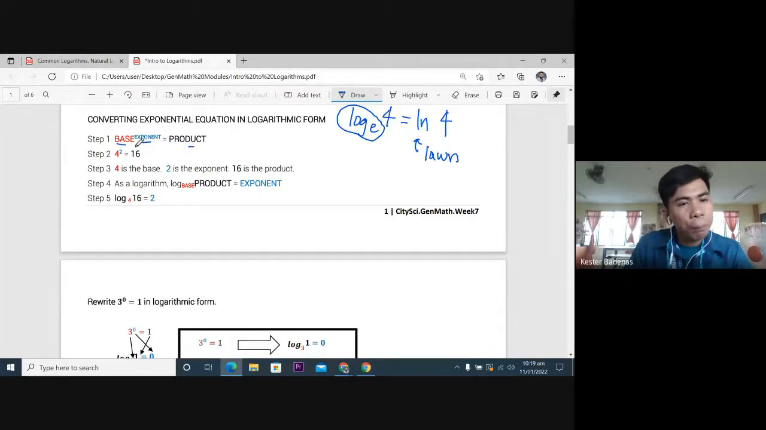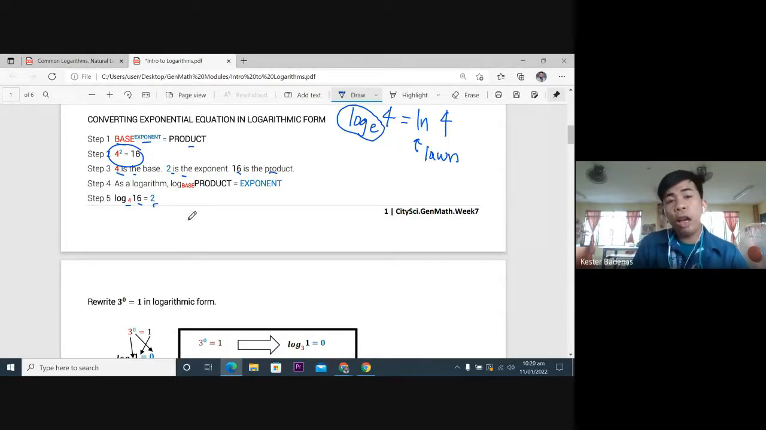So, let's take for example, we have 4 squared is equal to 16. So, 4 is the base, 2 is the exponent, and 16 is the product. As a logarithm, we will rewrite that as the logarithm of the product with the base, whatever the base is, and that would be equal to its exponent. Hence, since we have 4 as the base, 16 is the product, and 2 is the exponent. So the exponent becomes the answer in the logarithm.